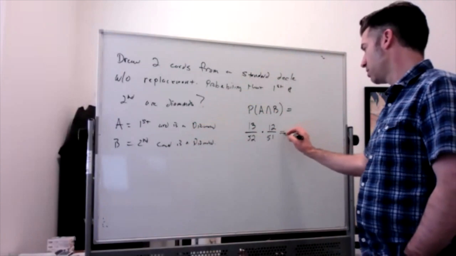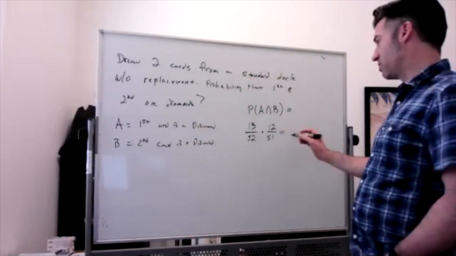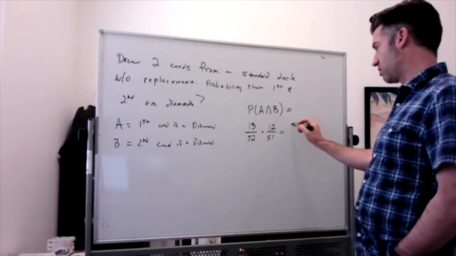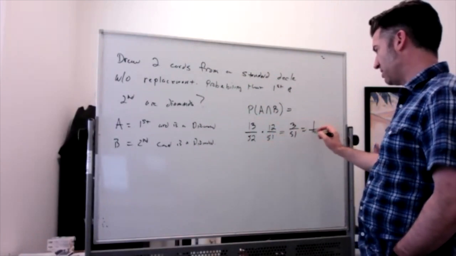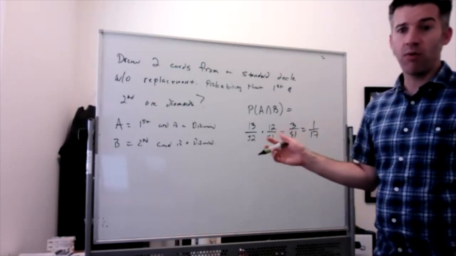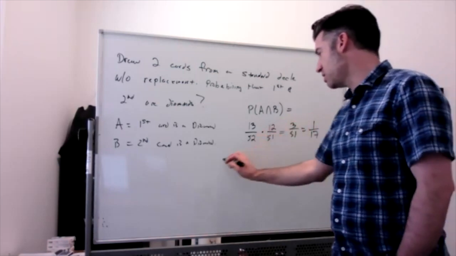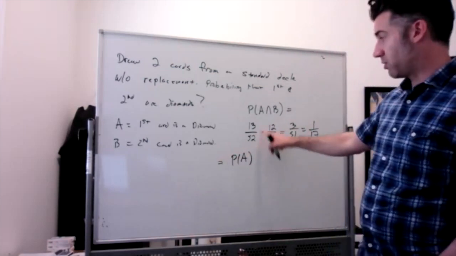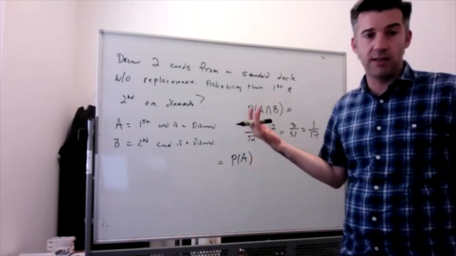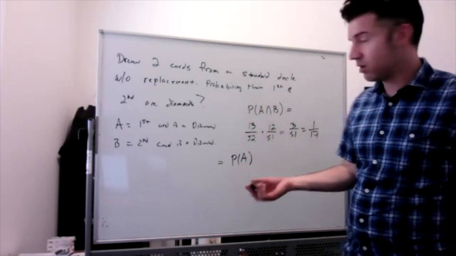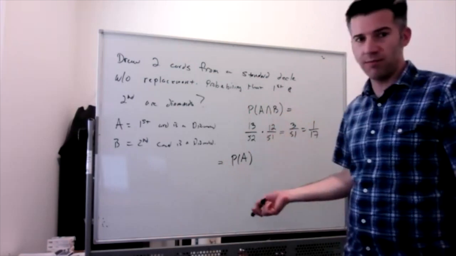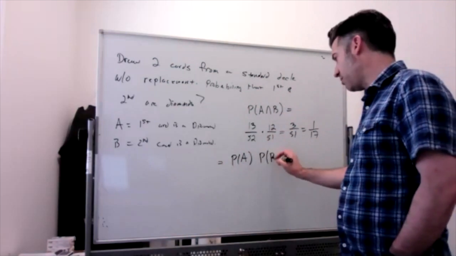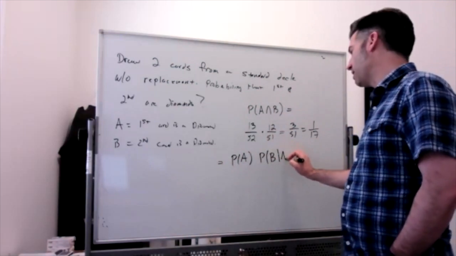For this one, I don't really care what the numbers are. We can reduce this though. 13 over 52 is 1/4, and 12 over 4 gives you a 3, so you get 3 over 51, which is 1/17. But the more important point here is that this is actually equal to the probability of A. So 13 out of 52, the probability the first card is a diamond. The second probability, 12 out of 51, is actually a conditional probability. It's the probability that B happens given that A has already happened.